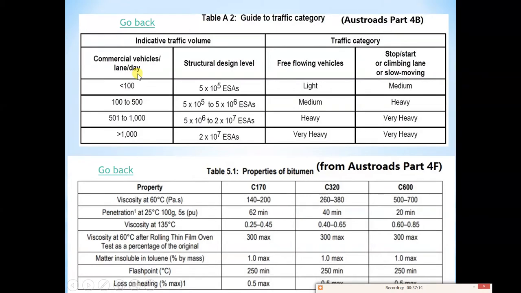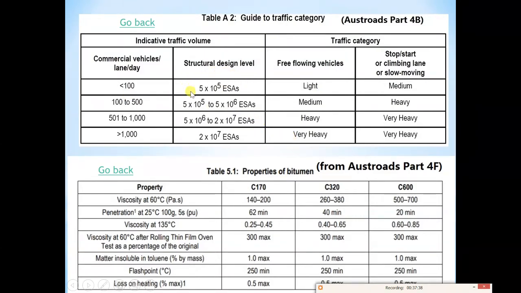So one lane only. A road can be two lanes, two way. It could be a motorway. It could be three lanes in one direction and three lanes in the other direction. But we are going to consider one lane per day. So this is how they categorize the different vehicles.